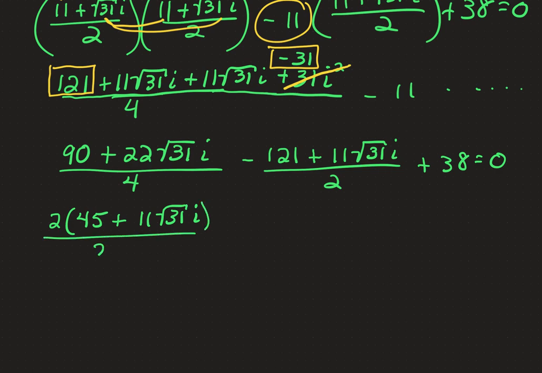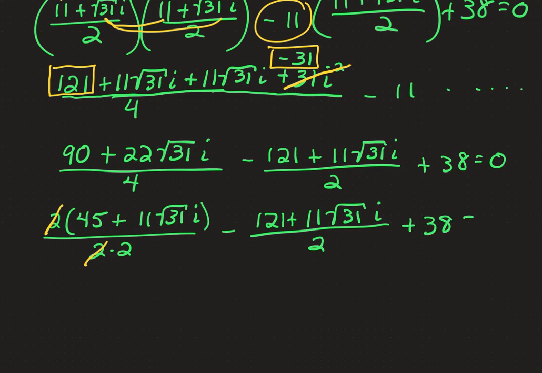And then in the denominator we have, of course, 2 times 2, so these will cancel. 2 and 2, they cancel. And my second term will not change a bit. There is no common factor that I can factor out. And the third term remains unchanged. So now let's combine like terms.